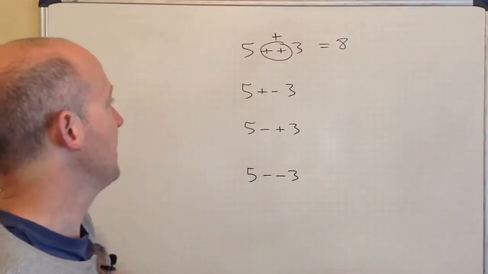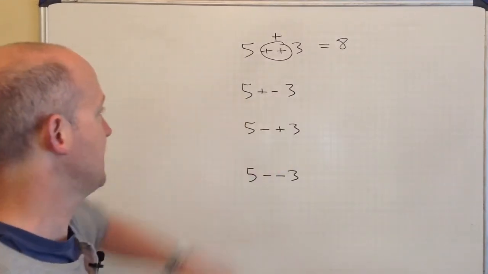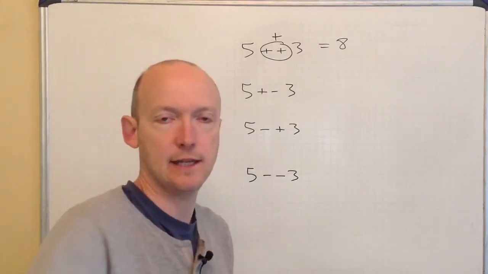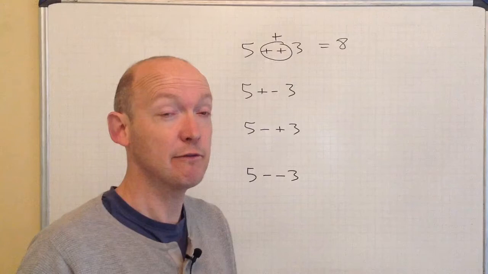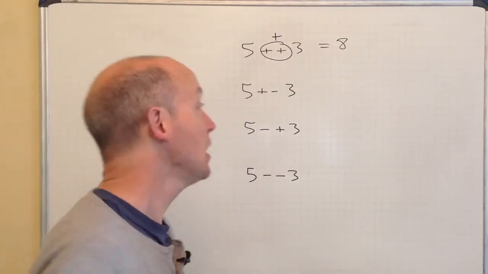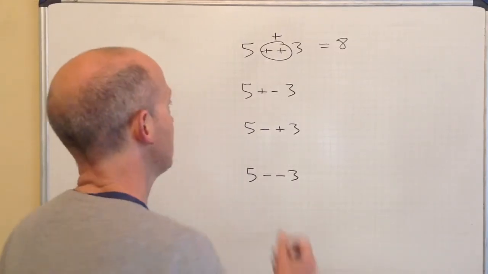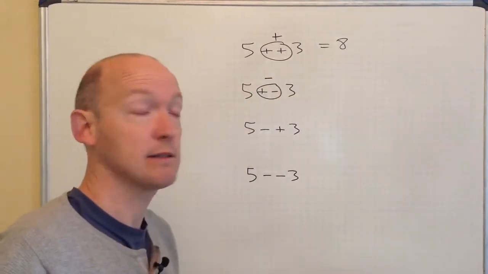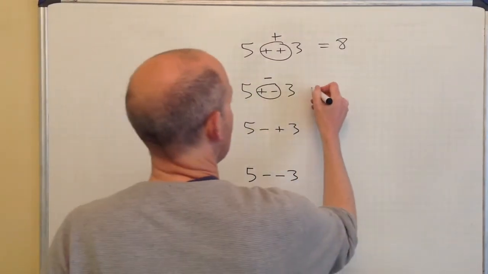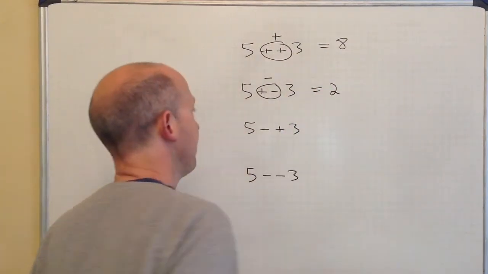Right, okay, so plus minus. If I hand you a bill at the end of this lesson and say, you owe me something, well, what have I just done? I haven't given you something. What I've really done is I've taken something away. So a plus next to a minus is just a minus. 5 minus 3, and 5 minus 3 is 2.